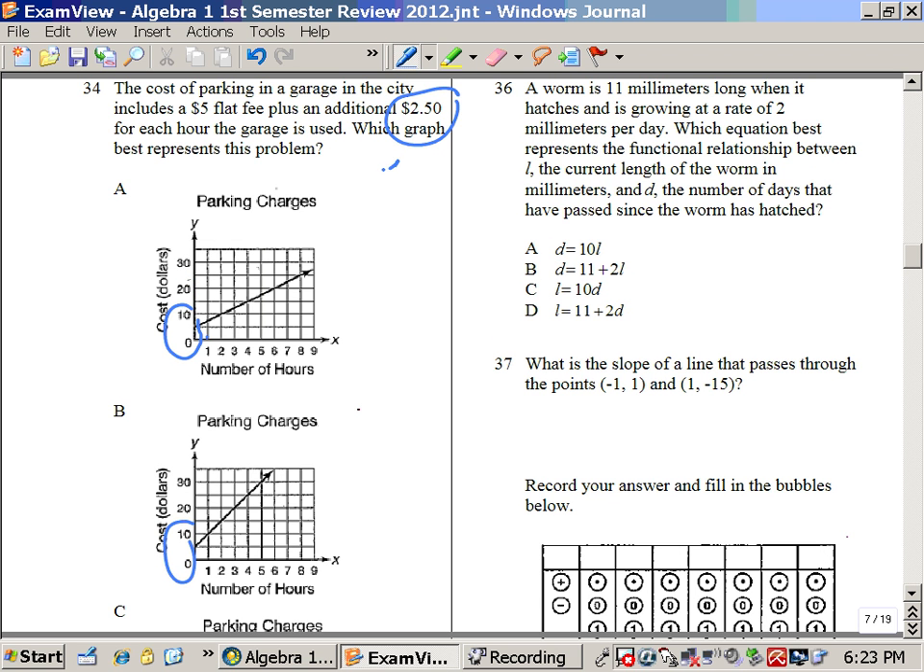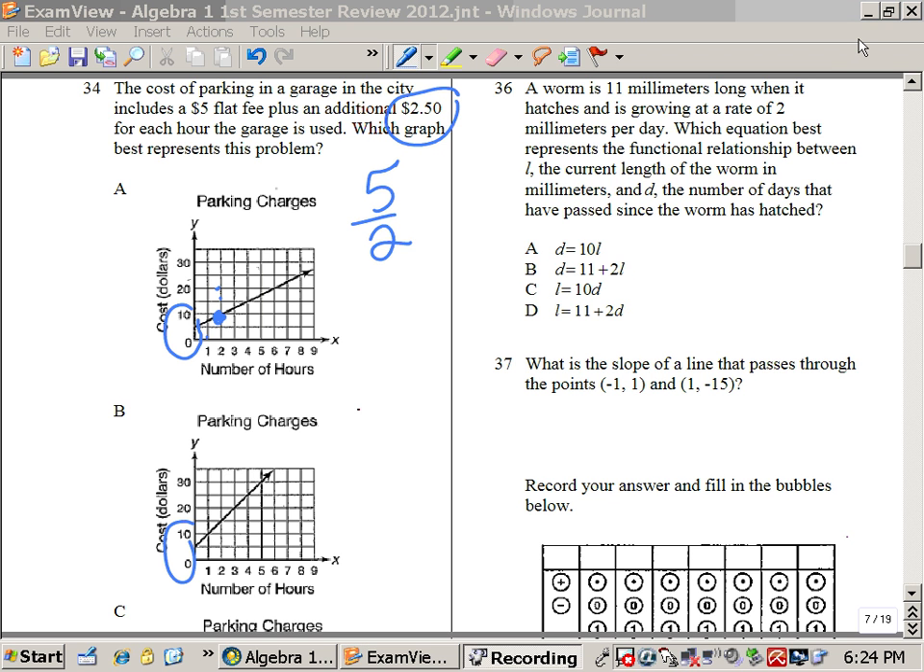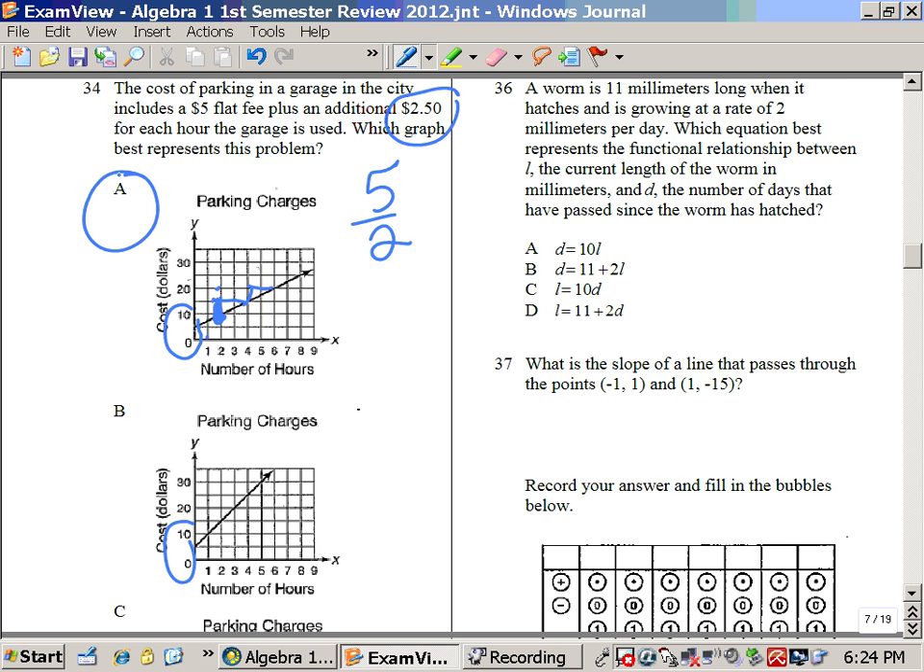Now I need to see which of these has a slope of $2.50. Well, $2.50 is 5 over 2. If I take A and start at this point, and if I go up 5, 1, 2, wait a minute, hold on, what did I just do wrong? Okay, silly mistake, I see what I did. When I'm going up, a 5 is going to be just one of these boxes. So look right here, if I go up 5, I'm really going up 1, that's up 5, and then to the right 2. Up 5, to the right 2, so A has a slope of 5 over 2.